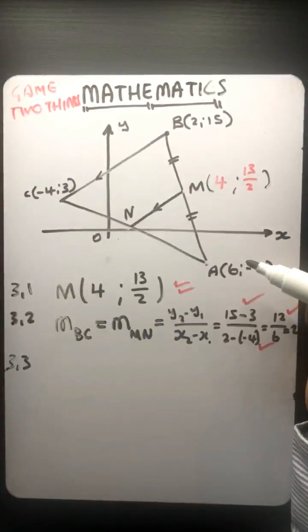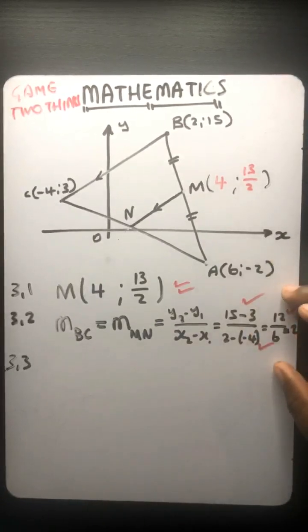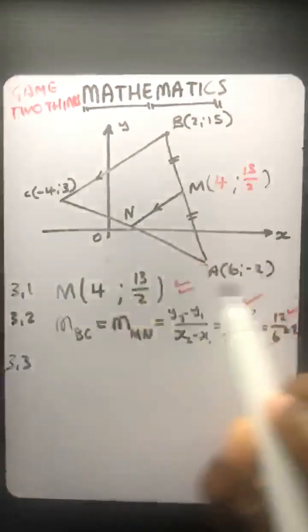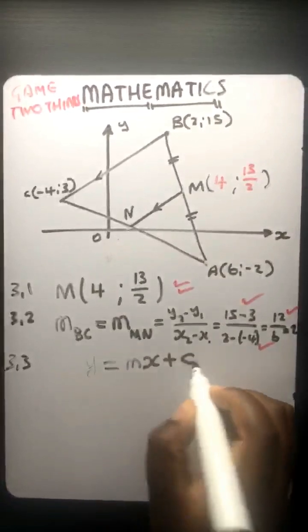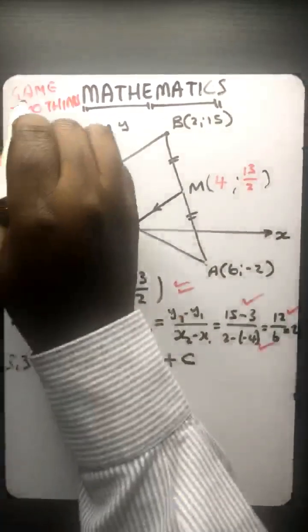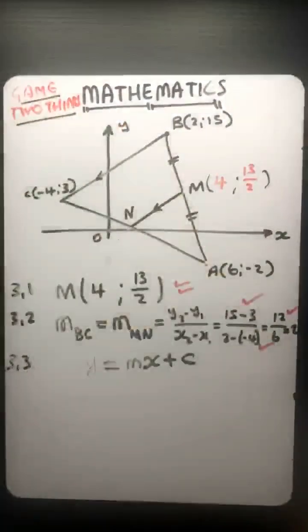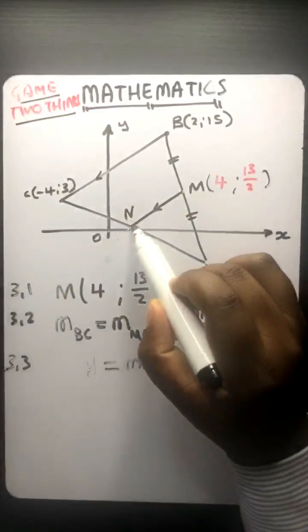So remember, the question says hence. The word hence reminds you that you might need to refer to the previous answer. And then they are saying or otherwise, which means based on whatever knowledge that you have or other possible ways. Determine the equation of line MN in the form y equals mx plus c. Remember, analytical geometry is a game of two things. So that means you need to have two things about that line.